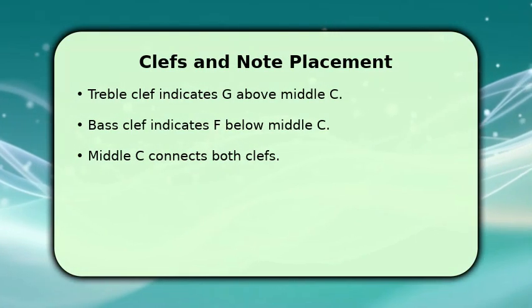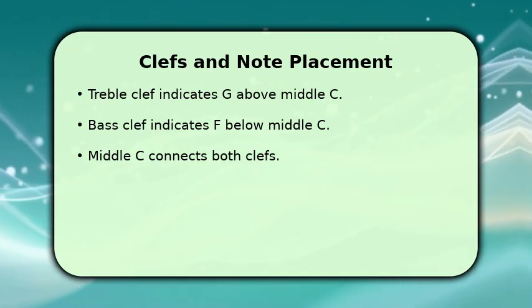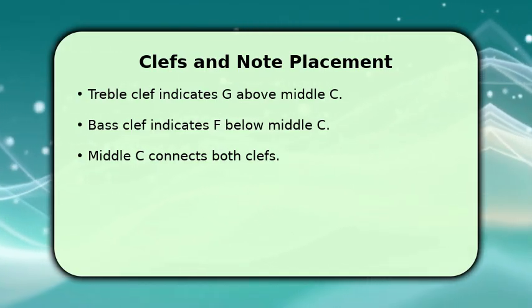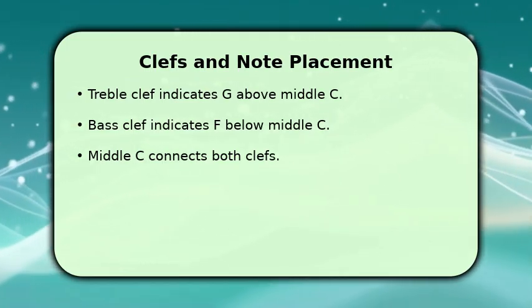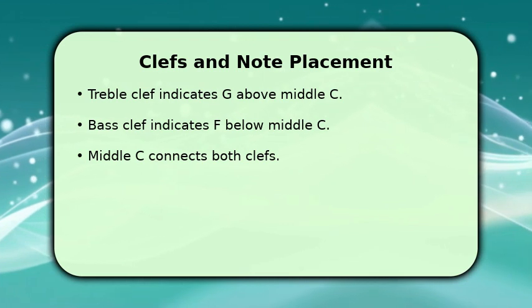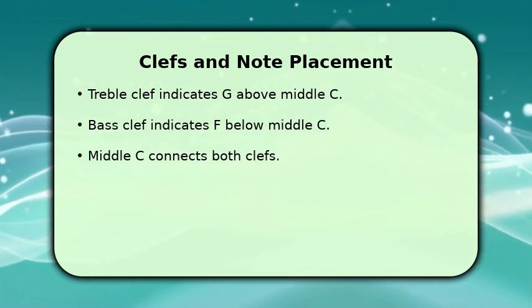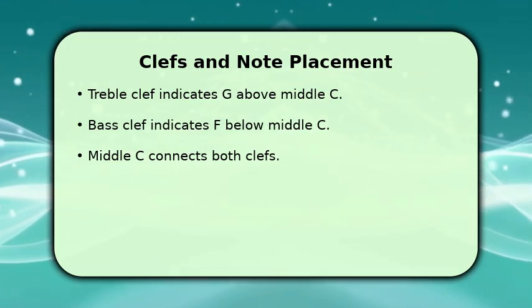Clefs are essential for determining the names of notes on the staff. The treble clef, often called the G clef, indicates where the note G above middle C is located. Conversely, the bass clef, or F clef, shows the position of F below middle C. Middle C acts as a bridge between these two common clefs. Consistent practice in both clefs is key.